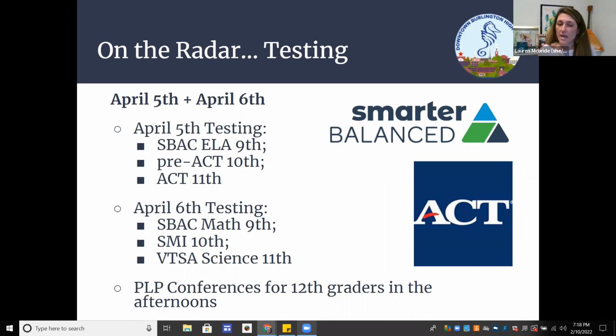Our 10th graders will be able to take the SMI, which will be providing us with really solid data for our math, about where we are in math and how we can continue to enhance and enrich opportunities for students within the math department and math classes. And then our Vista Science 11th grade exam will happen on April 6th as well. So more to come, but we wanted to use this opportunity to just put this on people's radar.